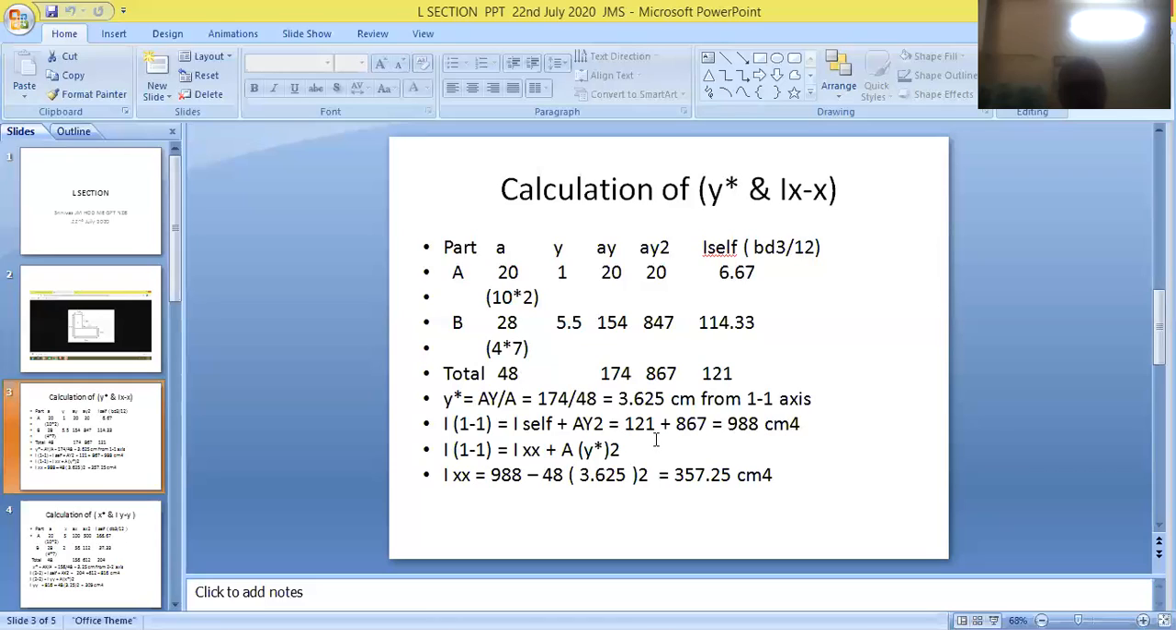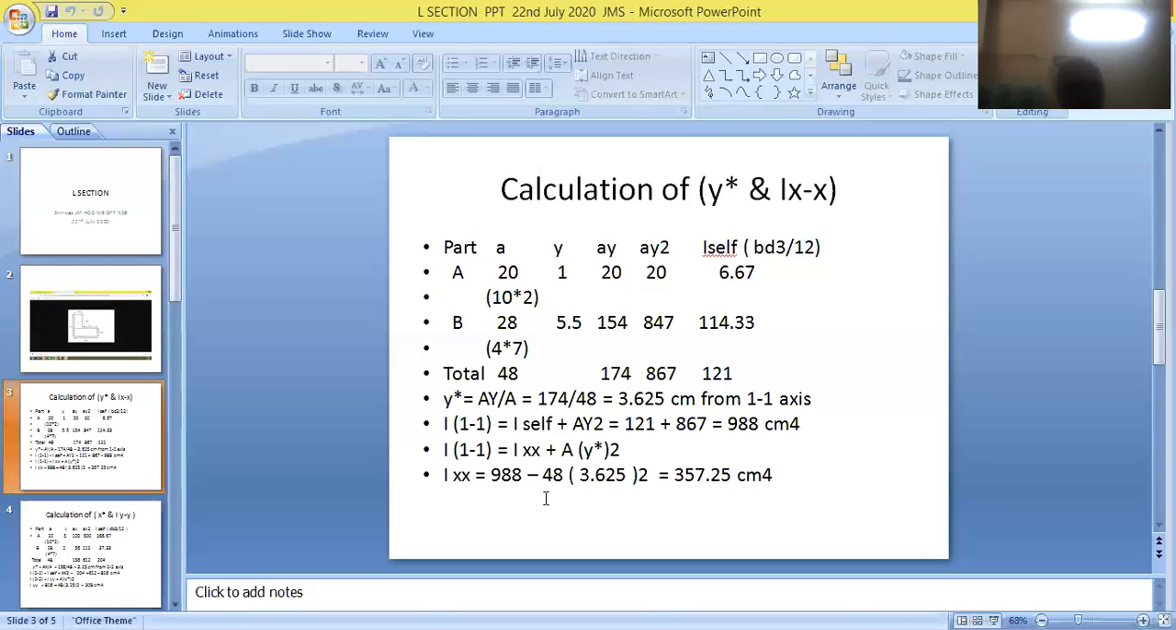And also we have measured the value of Y bar as 3.625. So friends, we know the value of I11, we know the value of sigma A, we know the value of Y bar. So we can easily measure Y bar square. Ultimately, knowing all these values, we'll be in a position to measure the value of IXX.